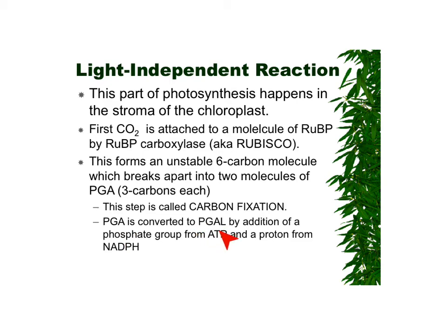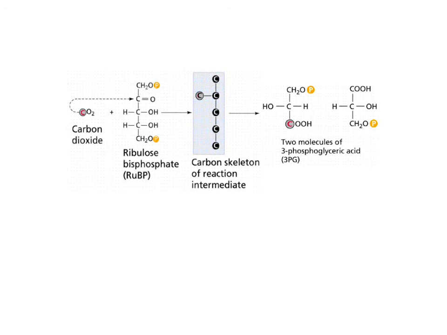And for this to occur, the ATP is used. So the phosphate from ATP is added to PGA, and then a proton, a hydrogen ion, from NADPH. Both of these are attached to the PGA 3-carbon molecules, and you get this molecule called PGAL. Here's kind of an overview of that process.